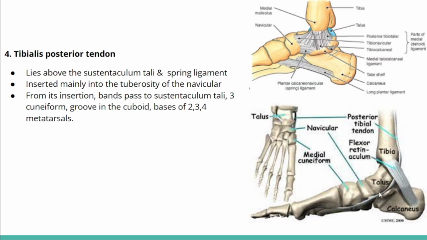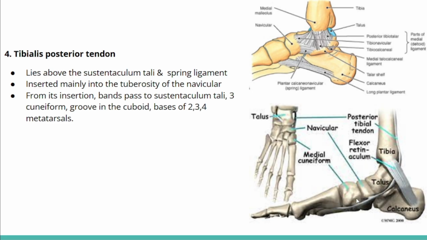This tendon is the tendon of tibialis posterior muscle, which is a muscle of the posterior compartment of the leg. This lies above the sustentaculum tali of the calcaneus and the spring ligament. Here you can see this is the plantar calcaneonavicular ligament, or the spring ligament, and inserted mainly into the tuberosity of the navicular.